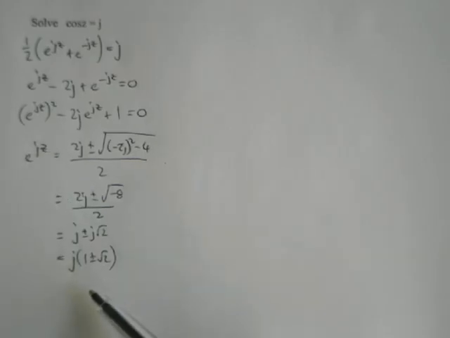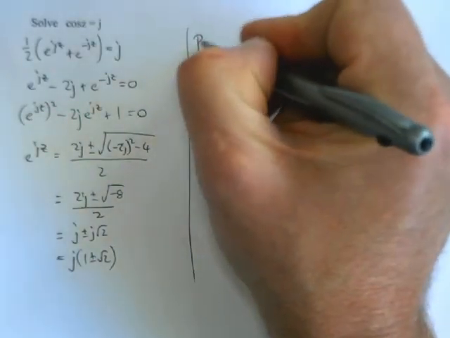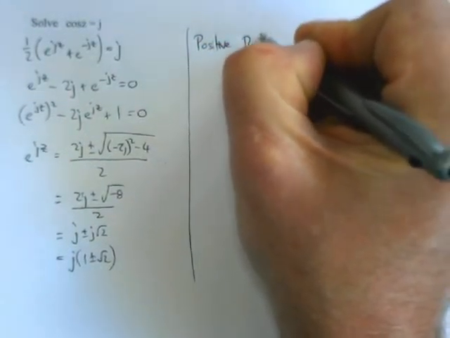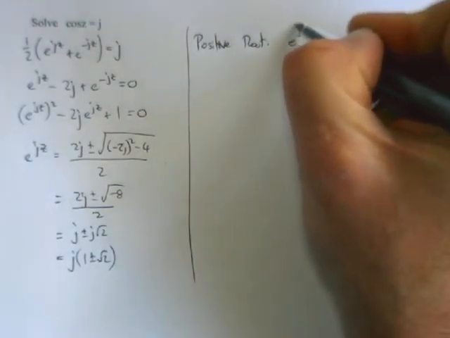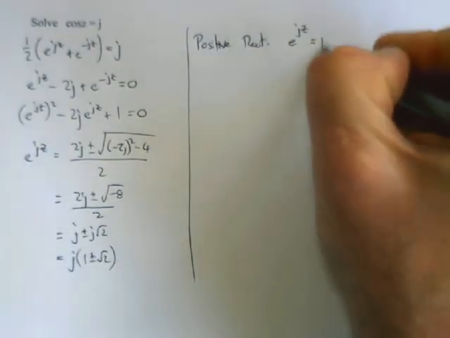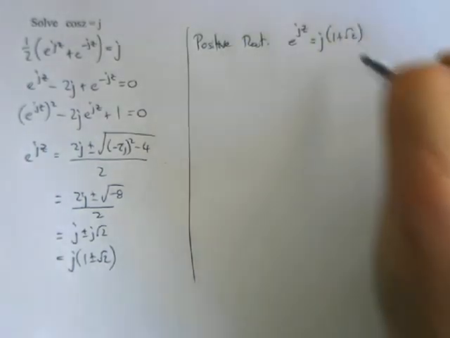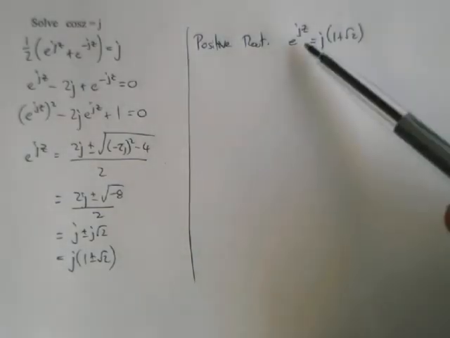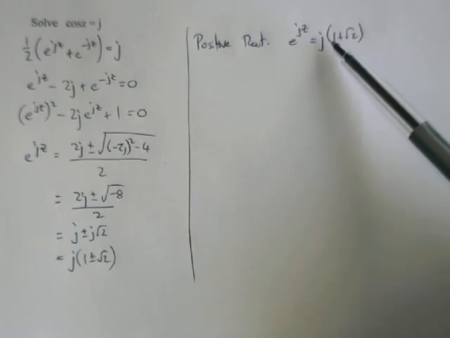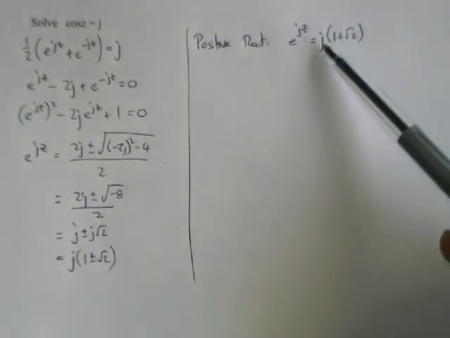I'll do the positive root, and I'll leave the negative root for you to have a crack at. For the positive root, e to the jz is j times 1 plus root 2, and I'm trying to rearrange this to give me z. To get z out of this, I have to take the natural log of this side to undo the e. So it's the natural log of a complex number, which means I want it in polar form.